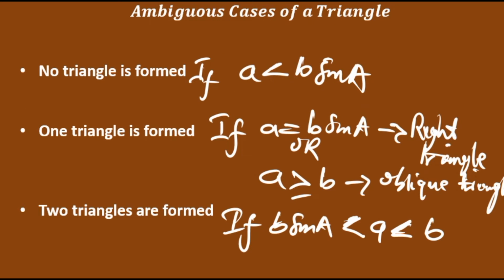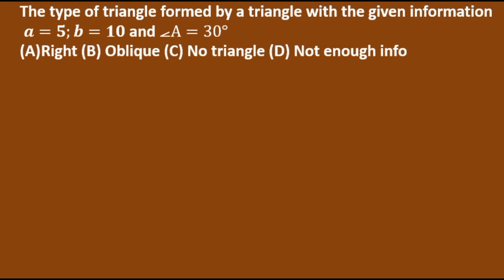So let's now use examples to solve this. The first question: find the type of triangle formed by a triangle with the given information a equals 5, b equals 10, and angle A equals 30. First thing, we are given two sides and an angle opposite one of the sides, as you can see. So our a is 5.